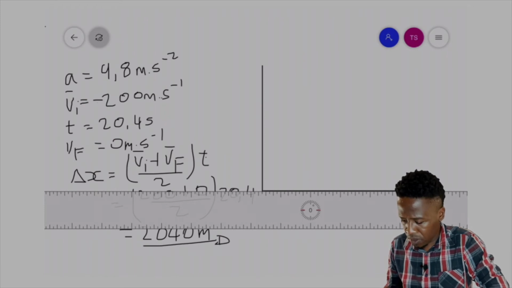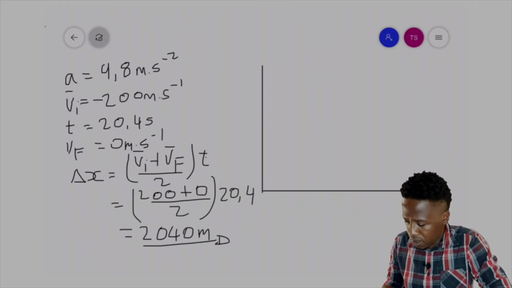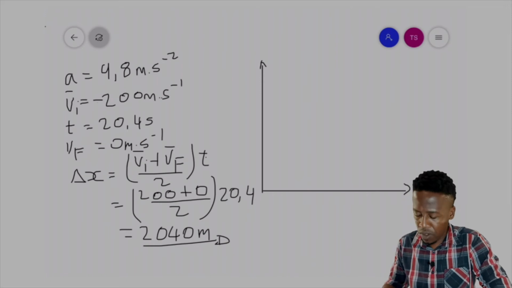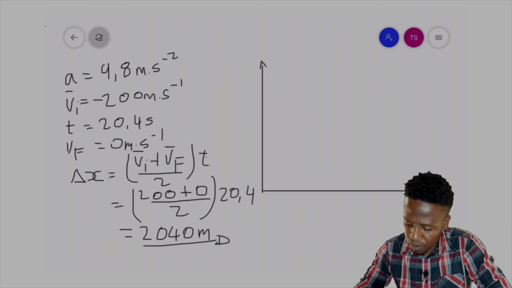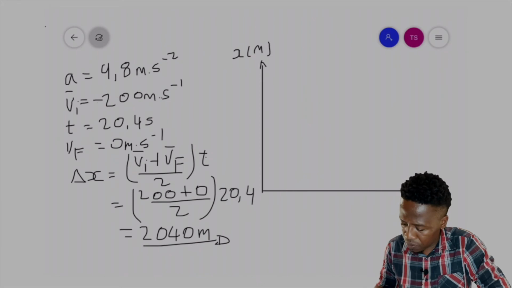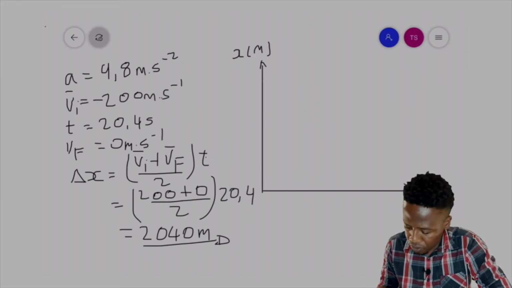Let's go about drawing our graph. Now from here, remember, this is our displacement, which is in meters. This is our time, which is in seconds, right? So we are going to have 0 here.